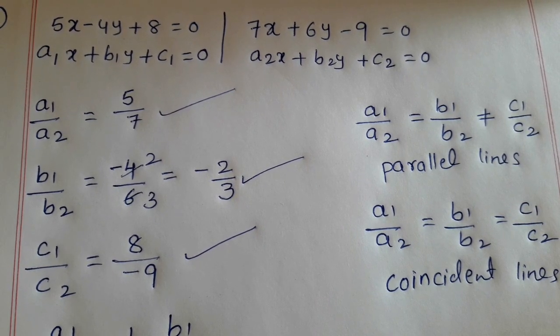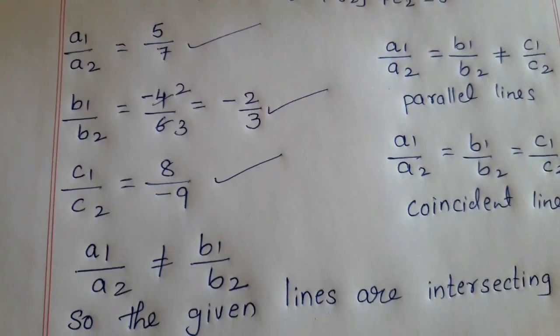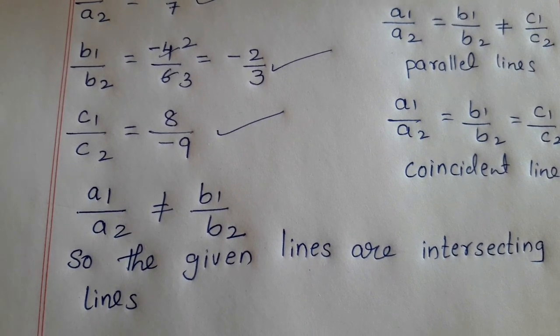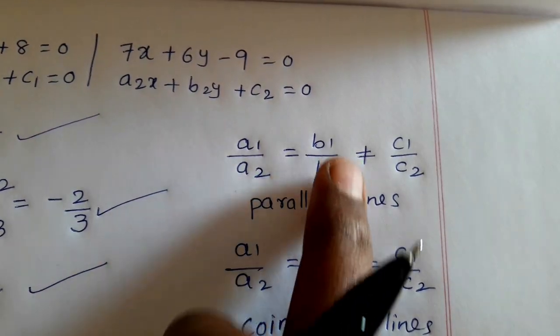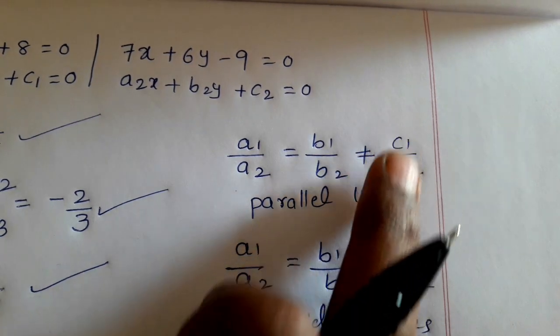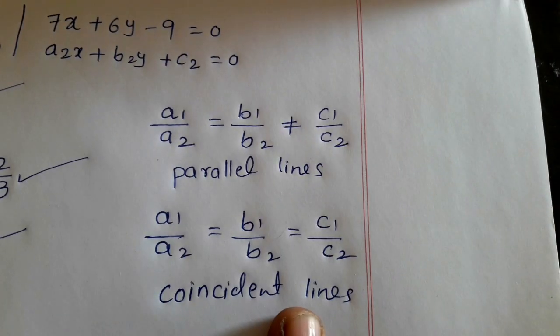Okay, so when these type of questions ask whether the lines are intersecting, parallel, or coincident, first you have to find out the ratios a1 by a2, b1 by b2, c1 by c2. If all the three ratios are different, they are called intersecting lines. If two ratios are equal, that is a1 by a2 is equal to b1 by b2, and the third ratio is not equal, they are called parallel lines. If all the three ratios are equal, they are called coincident lines. Okay.